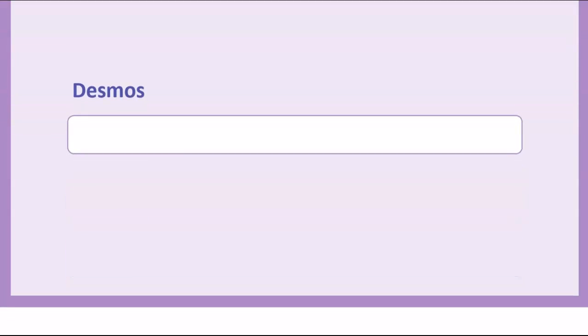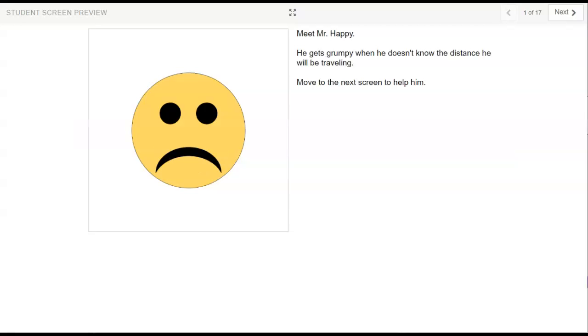And we are going to look at a Desmos today. The link is in your class, under content. And let's take a look at that Desmos. So here's the Desmos. We'll go through these slides.